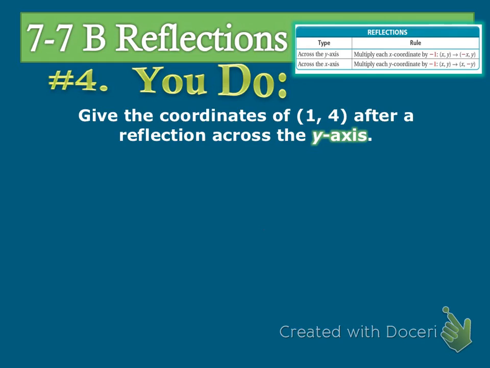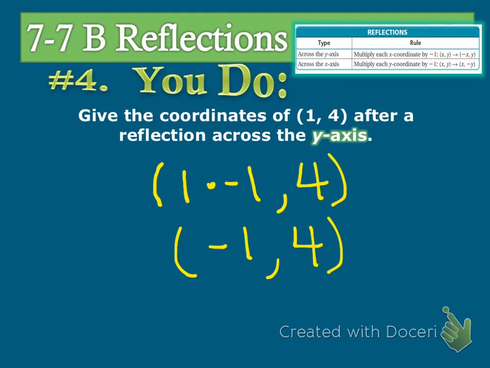Now looking at number 4, you should be able to do this one. This one you're going to have to use the rule here. Given the coordinates of 1, 4, what are the new coordinates after you reflect it across the y-axis? Remember that across the y-axis means that you're going to multiply the x-coordinate by a negative 1. So pause the video and figure out this one. You should have gotten negative 1, 4.